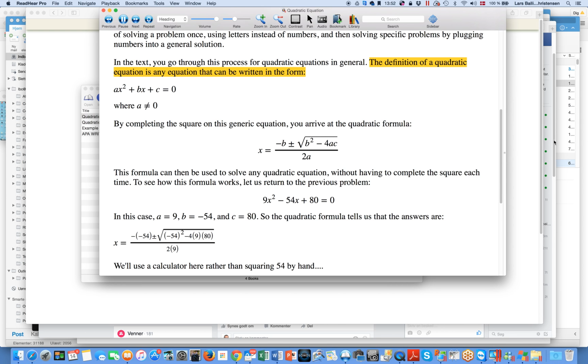The definition of a quadratic equation is any equation that can be written in the form ax squared plus bx plus c equals 0, where a not equal to 0. By completing the square on this generic equation, you arrive at the quadratic formula x equals fraction minus b plus minus square root of b squared minus 4ac and root over 2a and fraction. This formula can then be used to solve any quadratic equation without having to complete the square each time.